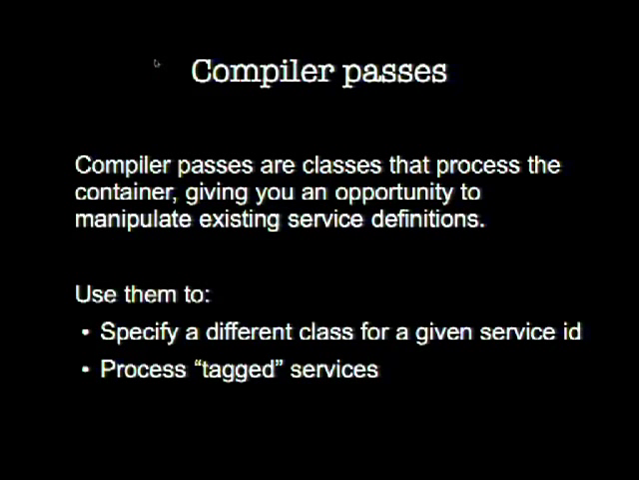Compiler passes. This is all about modifying existing definitions of services. Compiler passes are classes that you can use to process the container and change what's in there. An obvious use case would be if you want to change the class that gets instantiated for a given service. Say you had the cache backend service, and the default one used a database, and you wanted to switch it out and make sure it uses one that had memcache or whatever. You could just change the class that was used.